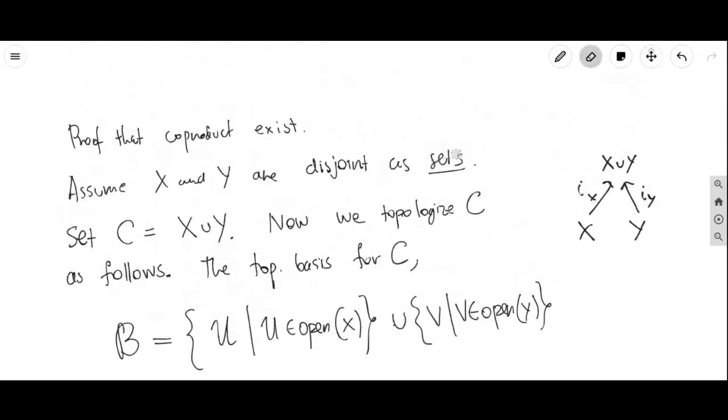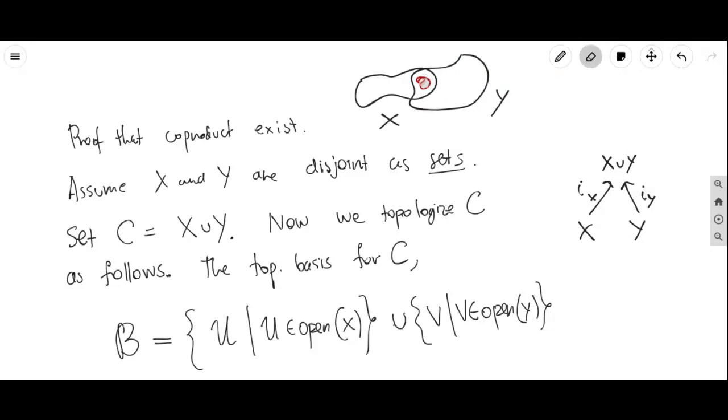Now, here's the reason why it's important that they are disjoint. Because if they overlap, here would be the problem. If X and Y overlap, and you pick an open subset of X, it may not be an open subset of Y.